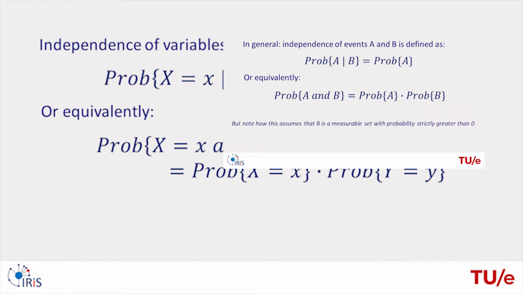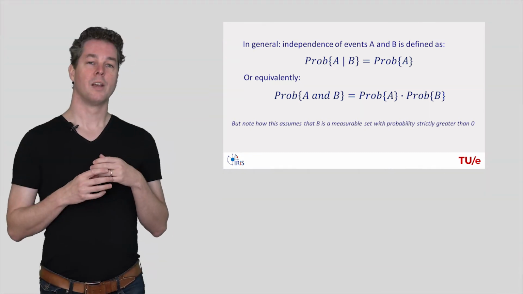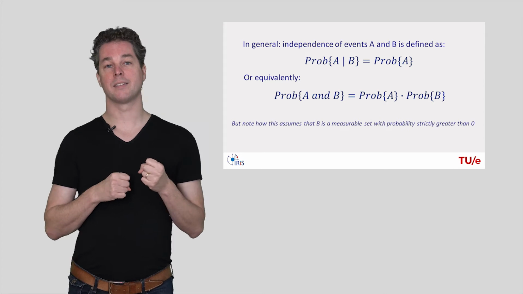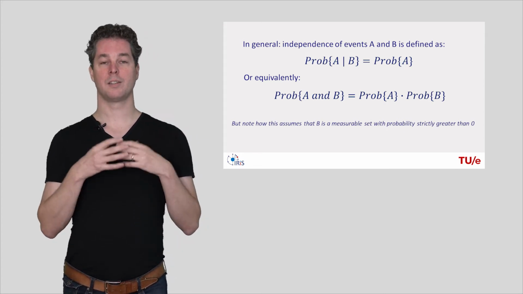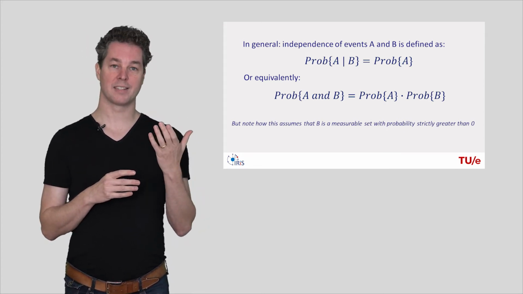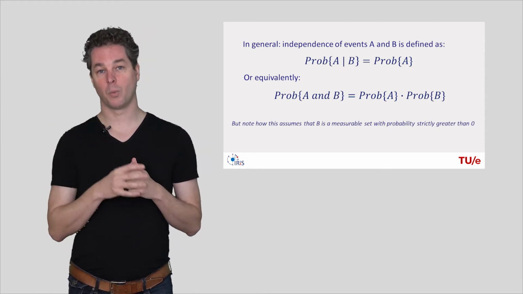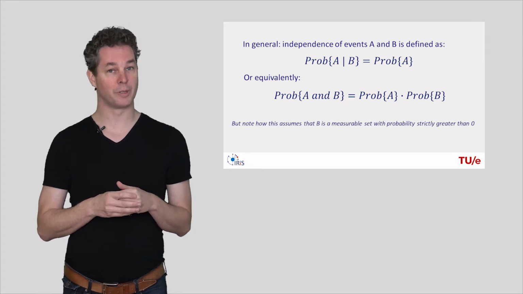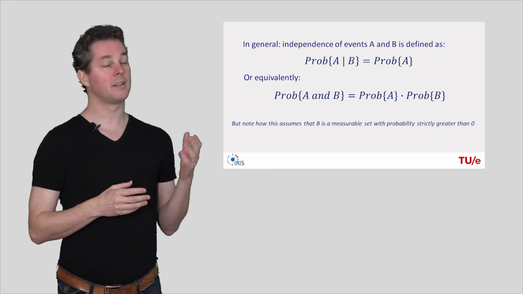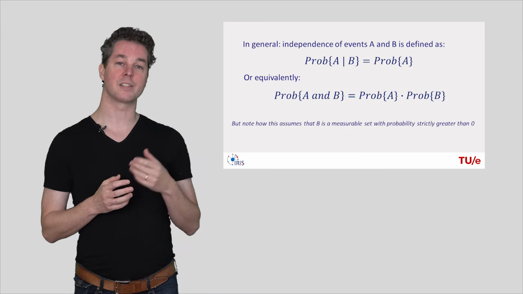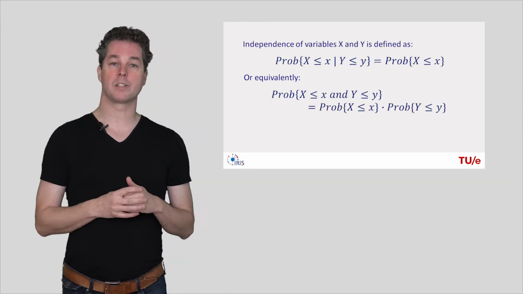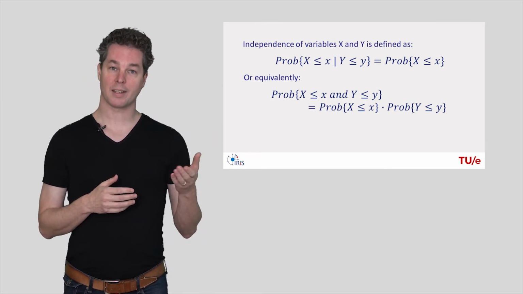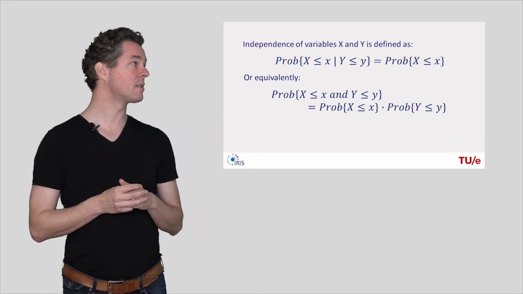In the more general definition, it is the probability that x is in a set A and y is in a set B is equal to the probability that x is in A times the probability that y is in B. And if you look at cumulative distribution functions, then it of course becomes the probability that x is smaller than small x and y is smaller than small y is equal to the probability that x is smaller than small x times the probability that y is smaller than small y.